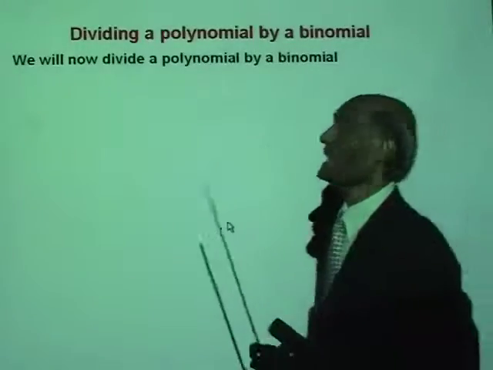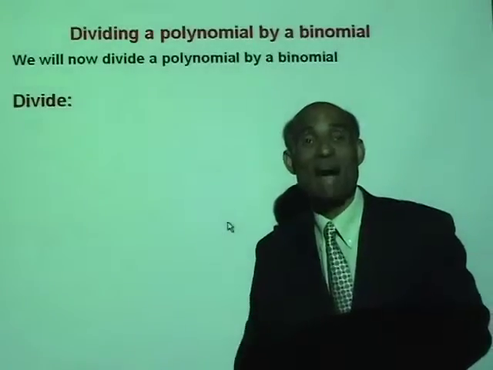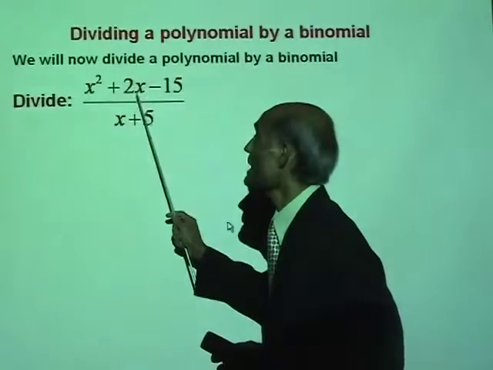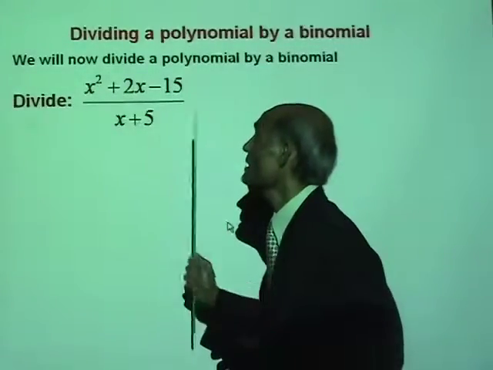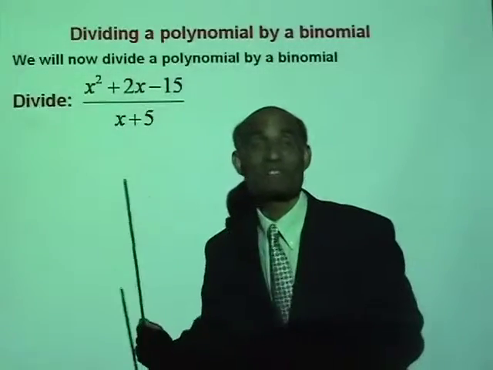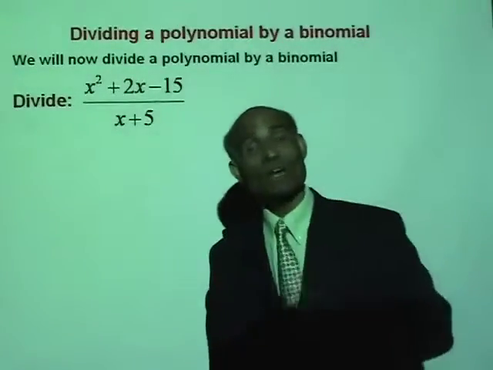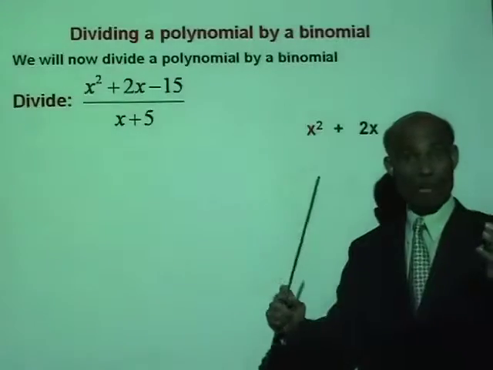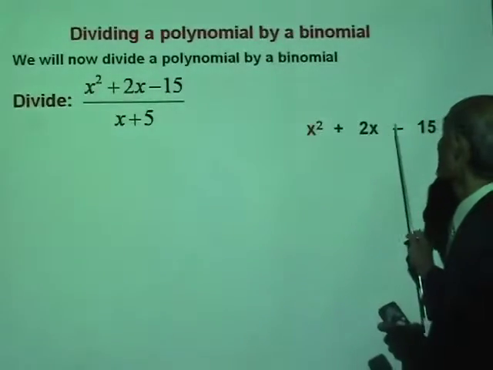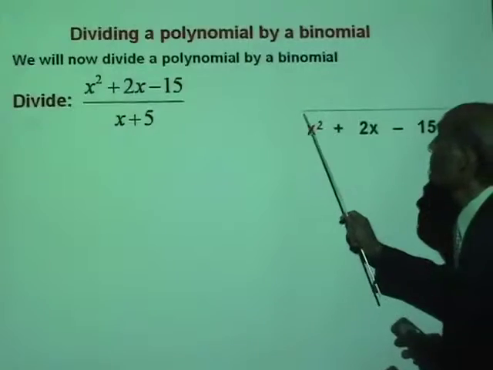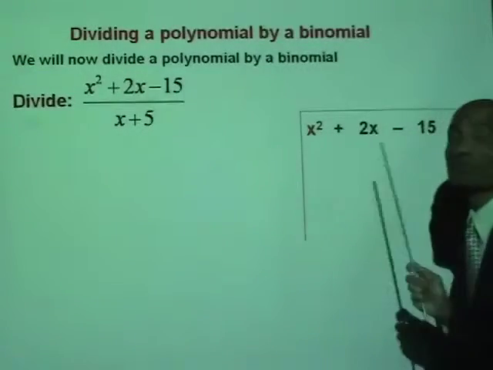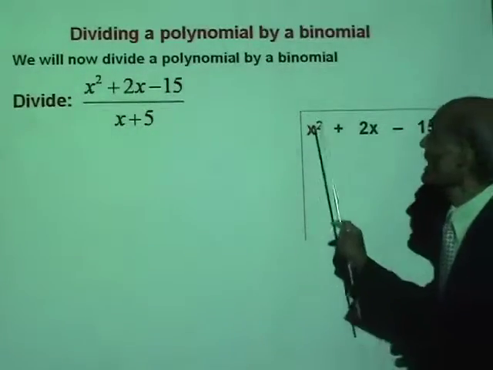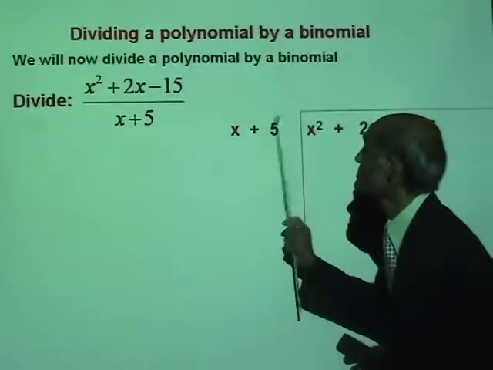We will now divide a polynomial by a binomial. Alright, let's start with this. Divide x squared plus 2x minus 15 all over x plus 5. Now, look at the way we're going to start. We write this quantity just the way we wrote our number. X squared plus 2x minus 15. And put the line on top and the vertical line just like we did in the previous case. Right? And now, write x plus 5 to the left of that.